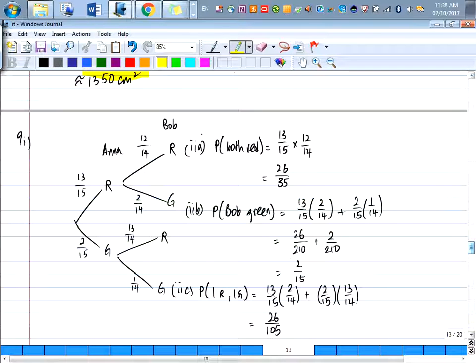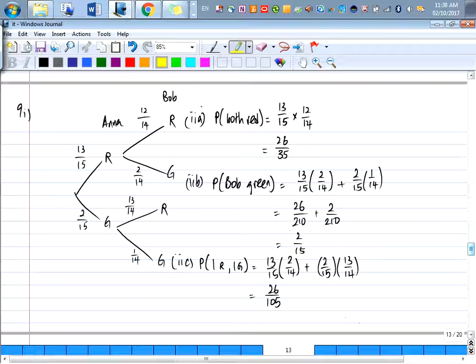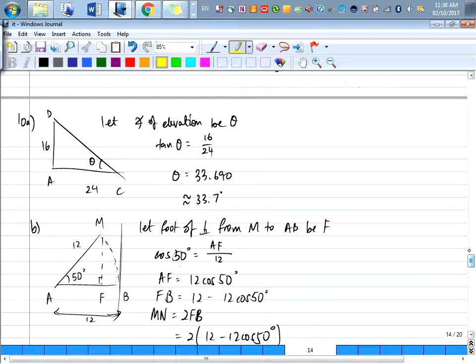Question 9. Probability. Okay, so this is the tree diagram. Anybody needs me to go through? Noah? Question 10. Who needs me to go through question 10?